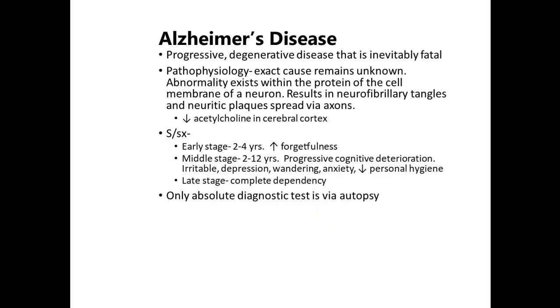All right, Alzheimer's disease is a type of dementia. It's a progressive degenerative disease where eventually these people will forget how to do certain things like eating, and even breathing becomes an issue. So eventually it will become fatal.